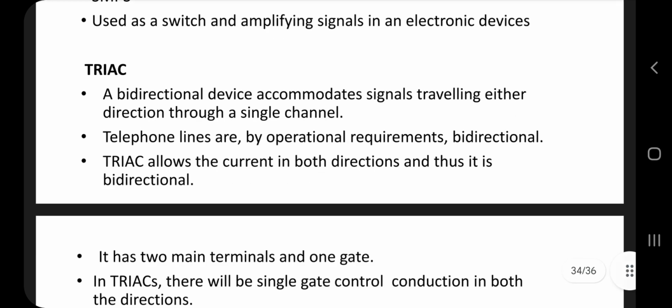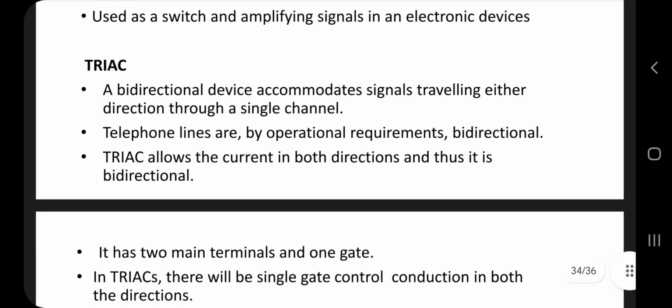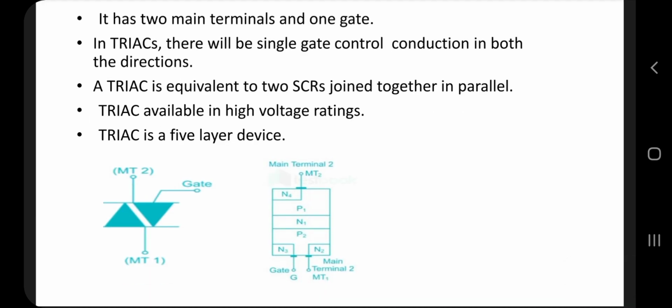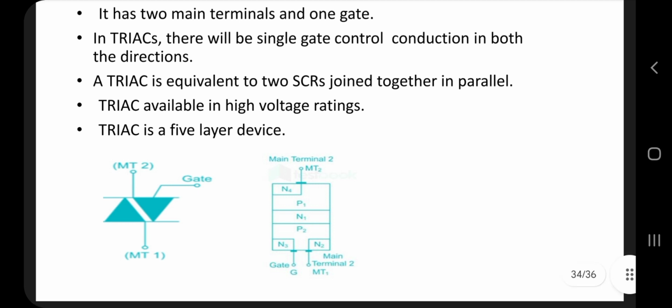Triac. A bidirectional device accommodates signals traveling in either direction through a single channel. Telephone lines are by operational requirements bidirectional. Triac allows the current in both directions and thus it is bidirectional. It has two main terminals and one gate. In triacs, there will be a single gate control. Conduction in both directions. A triac is equivalent to two SCRs joined together in anti-parallel. Triac is available in high voltage ratings. Triac is a 5-layer device. This is a structure and symbol of triac.